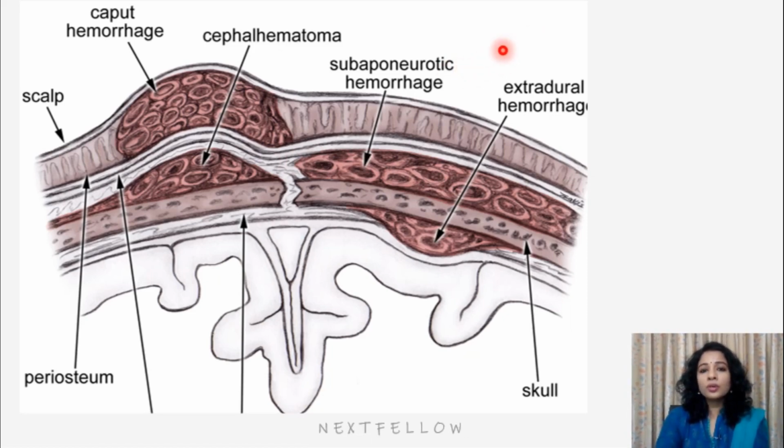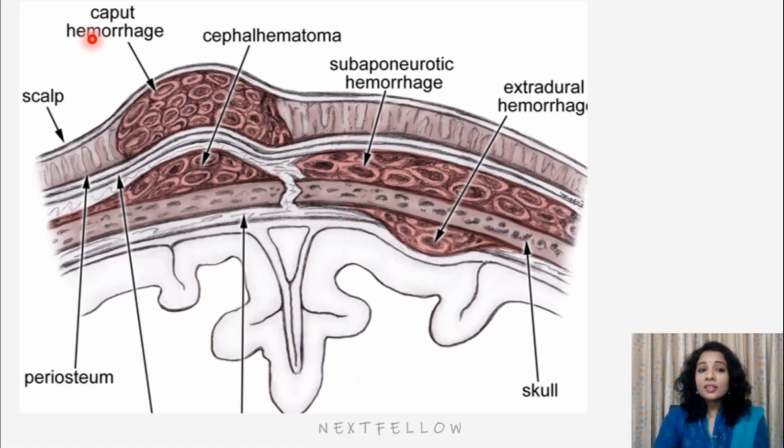There is no cerebral compression, because this acts like a safety valve hematoma. So unless the subaponeurotic space is fully filled with fluid, till that time the brain is not compressed. That is the reason the fourth layer, the loose areolar tissue, is called the safety valve hematoma. And if CSF accumulates instead of blood, then the condition is called cephalohydrocele.